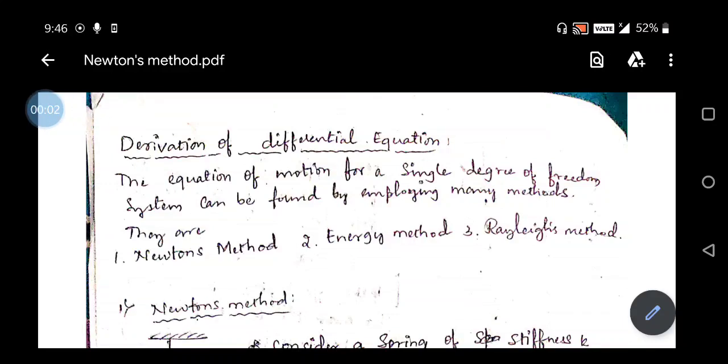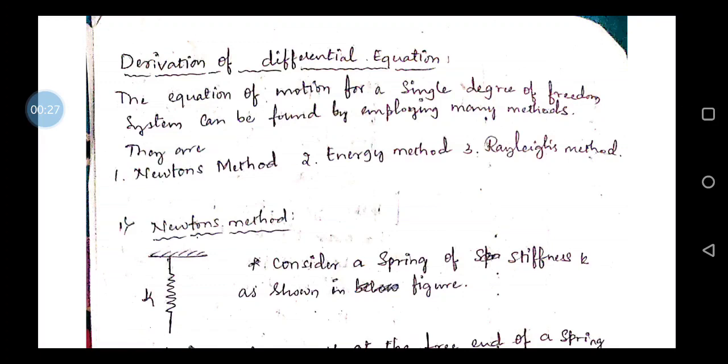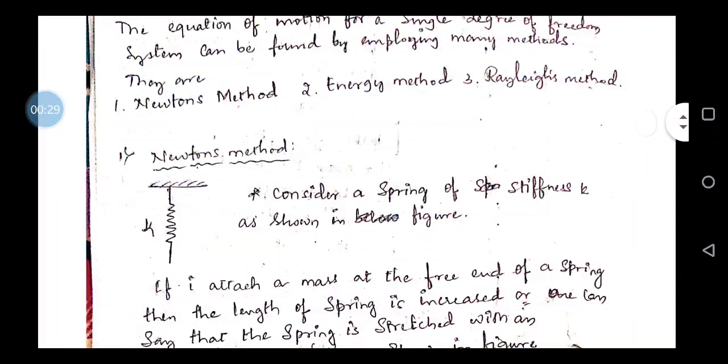I welcome you all to the next session, which is on derivation of differential equation. Here in this concept we are going to find out the natural frequency of a spring mass system by different methods. The equation of motion for a single degree of freedom system can be found by employing many methods. The methods may be either the first one is Newton's method, the second one is the energy method, and the third one is Rayleigh's method. So let us discuss the methods one by one.